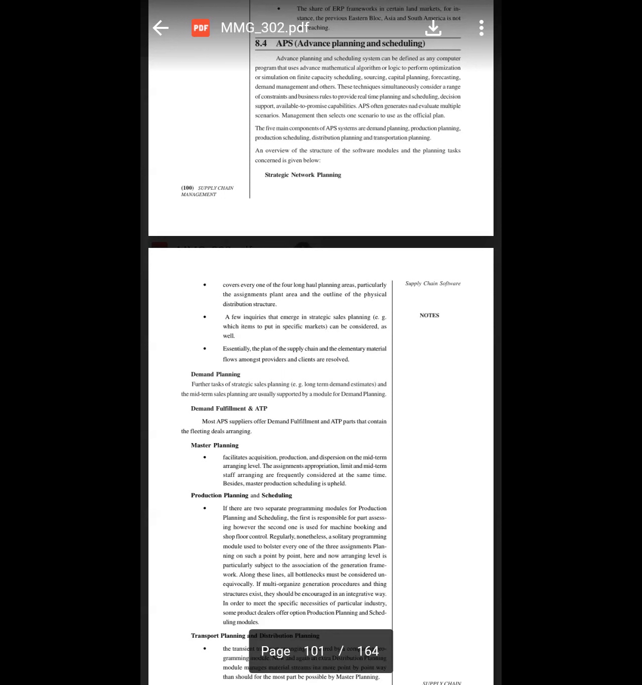Production planning is a very important factor because if you produce more goods and the demand is not there, your goods will definitely remain unsold, right? So proper production planning should be done, and it can be done with advanced planning and scheduling.